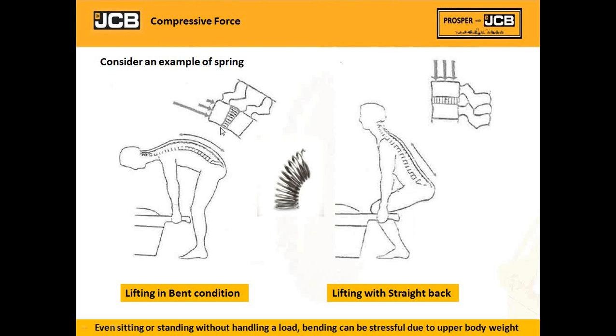The moment it is getting pressed, you are going to get a slip disc. It will protrude from here, and it will damage this ligament, and ultimately this is your spine, the central nervous system, cords and nerves which are passing, and it will ultimately result in low back pain. Even sitting or standing without handling a load, but when you are bending forward, it can cause a problem. So this is the right posture of lifting, wherein your back remains straight.